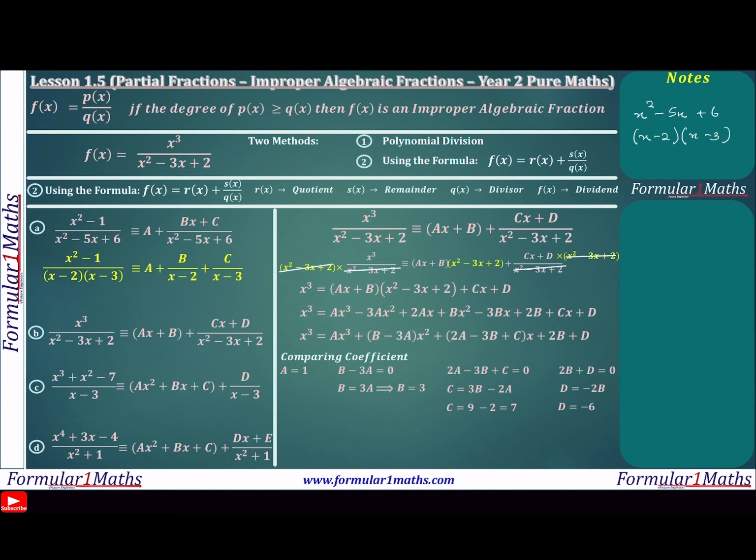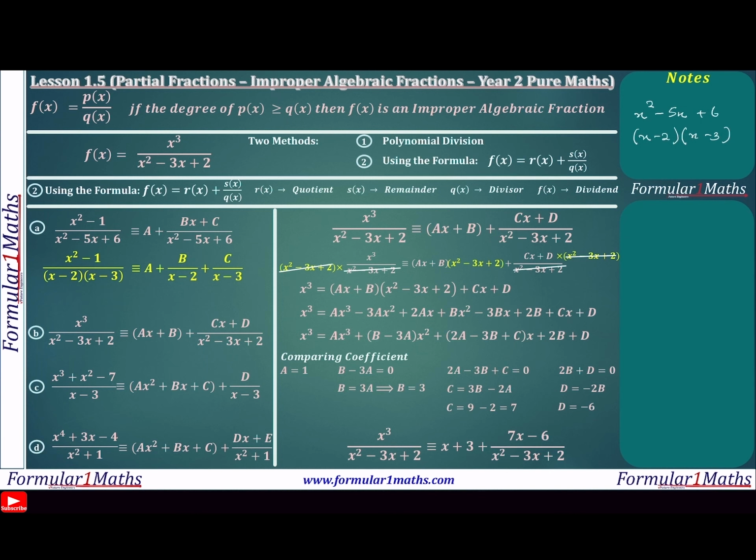And so finally, our fraction, which is x cubed over x squared minus 3x plus 2, will be equal to x plus 3 plus 7x minus 6 over x squared minus 3x plus 2, because a we got to be 1, so that's 1 here, and b we got to be 3 over here, c we got to be 7, and d we got to be minus 6. So this is how you convert improper algebraic fractions into mixed fractions using the formula.